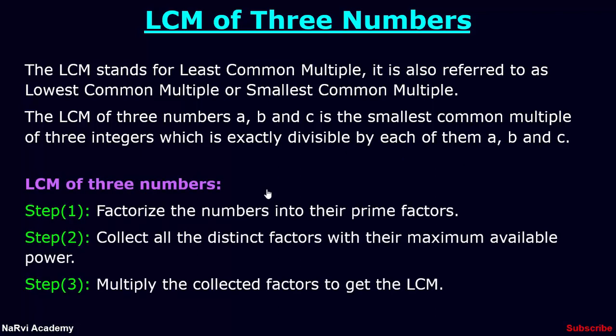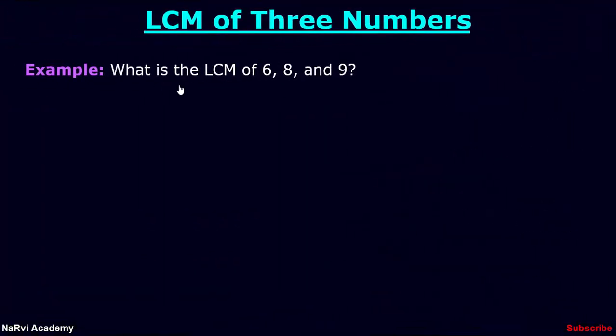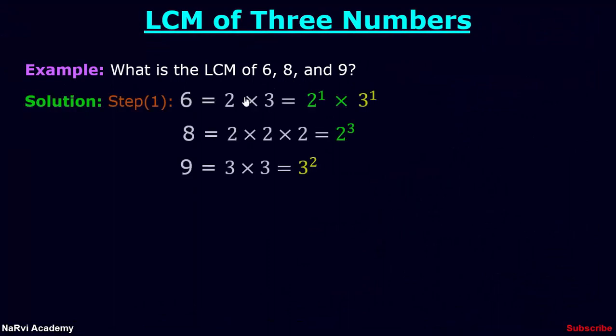So here we have three steps to find the LCM of three numbers. First, we have to factorize the numbers into their prime factors, and in the second step, just collect all the distinct factors with their maximum available power. And at last, just multiply the collected factors to get the LCM. Let's take an example and understand it in a better way. So here, what is the LCM of three numbers 6, 8, and 9?